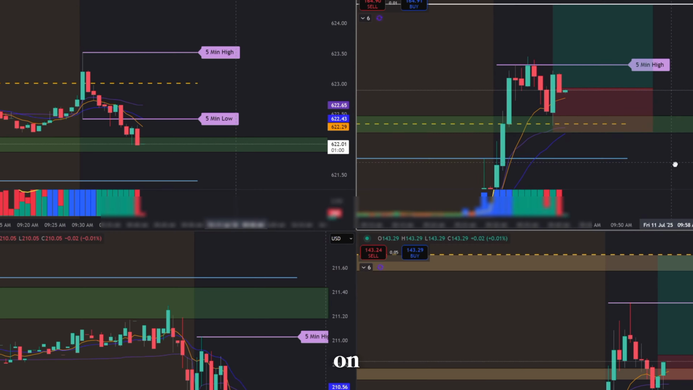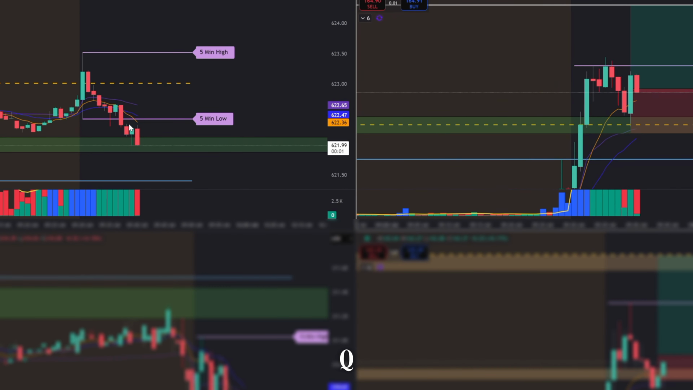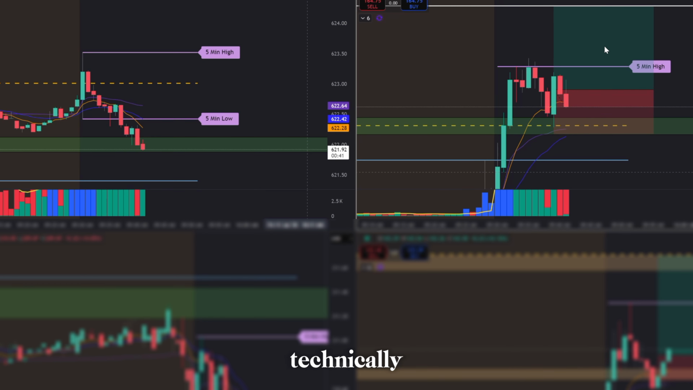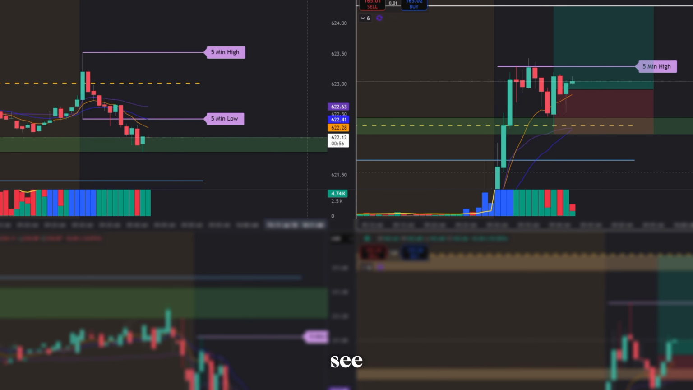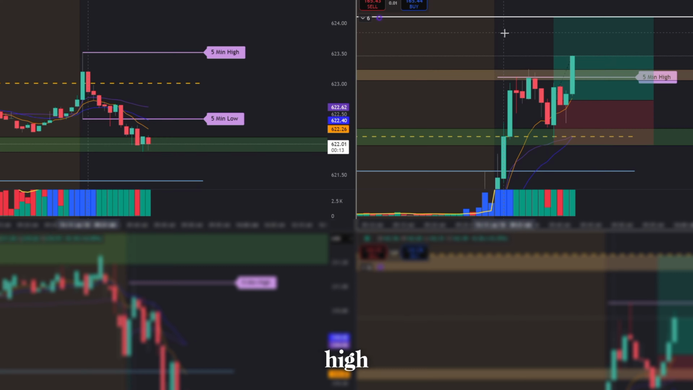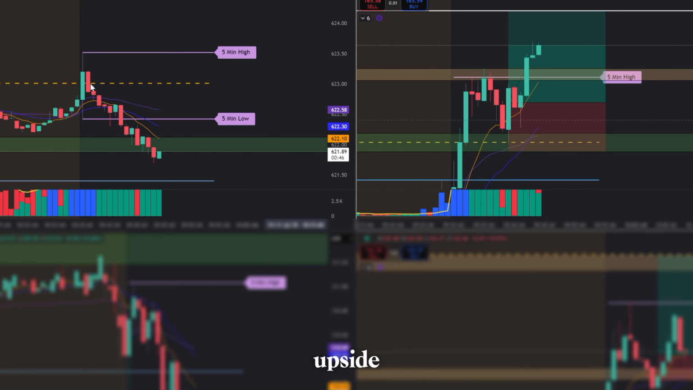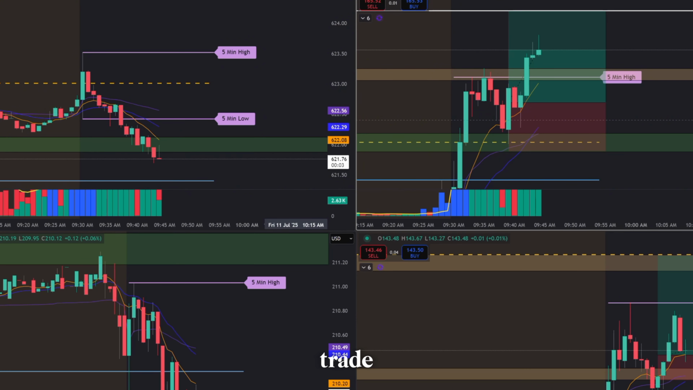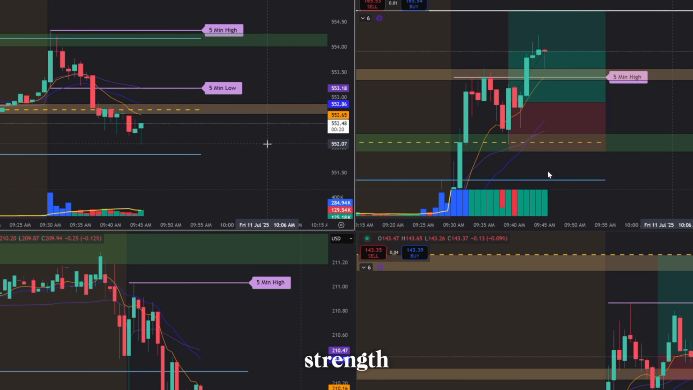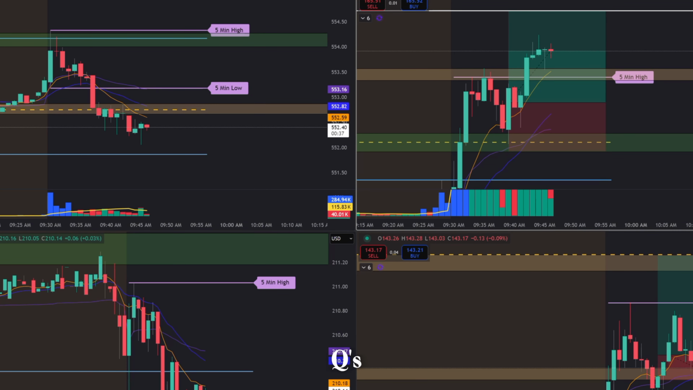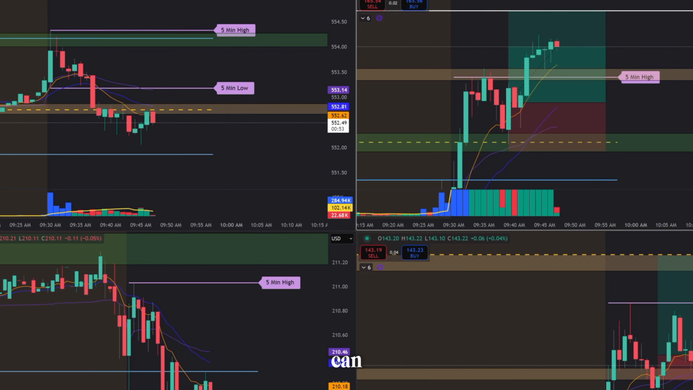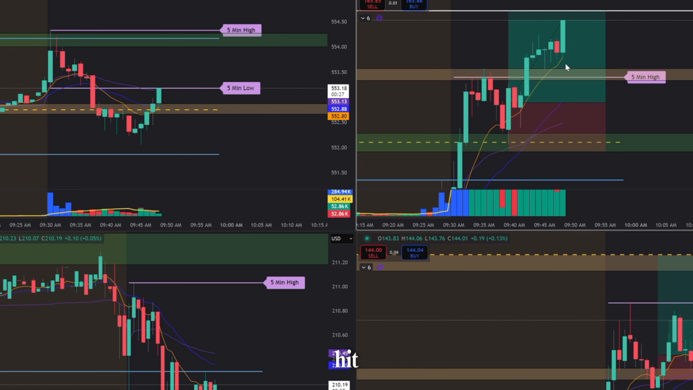So as you guys can see on the left side of your screen, you can see QQQ is pushing down all day technically. And we're currently at the bottom of the range, so below our 5-minute low. And Nvidia on the right, you guys can actually see it retested its previous day high and showed tons of strength at that level and is now continuously pushing towards the upside, making it an amazing trade and a perfect example of relative strength and weakness and how while the Qs can be pushing down, Nvidia can make a new high and continue pushing towards the upside. And as you guys can see, we just hit our final profit target.